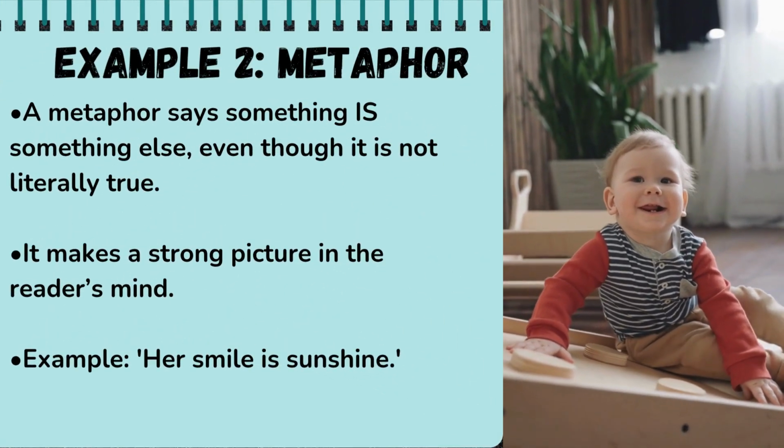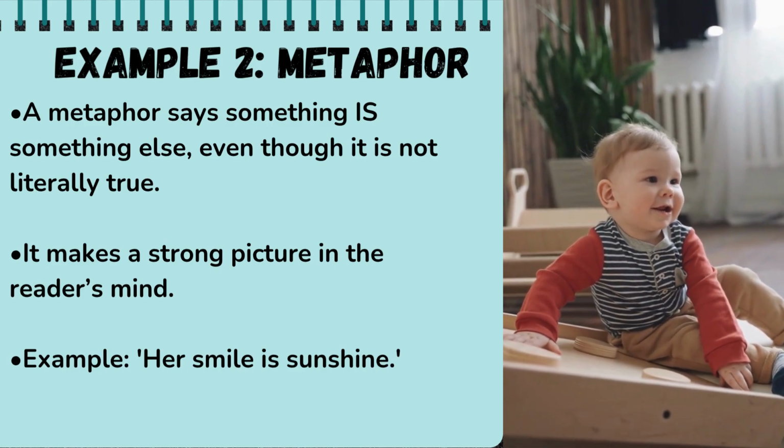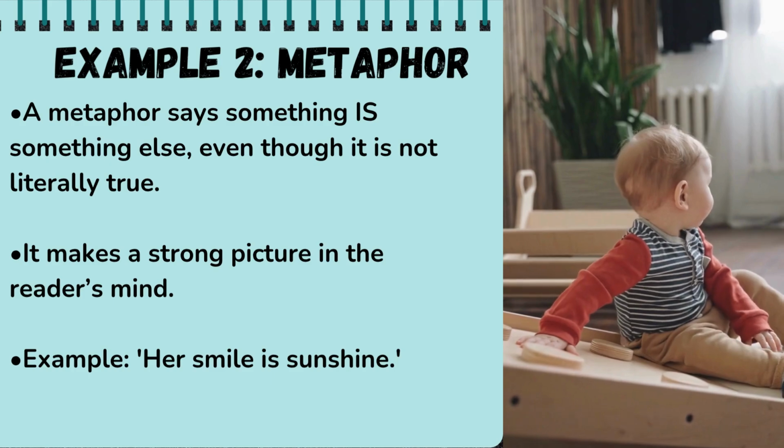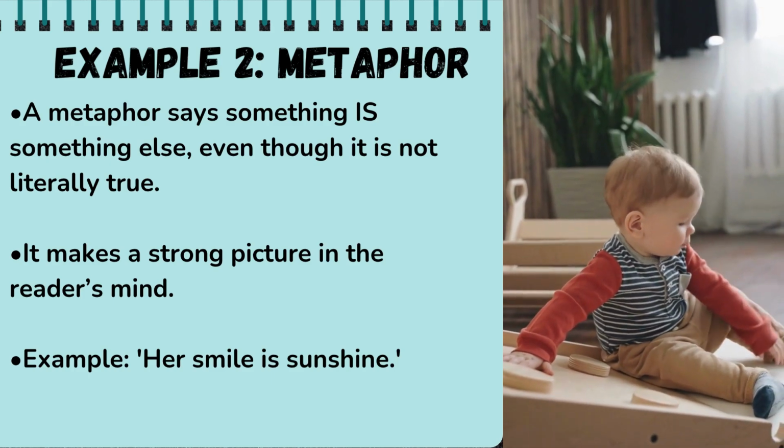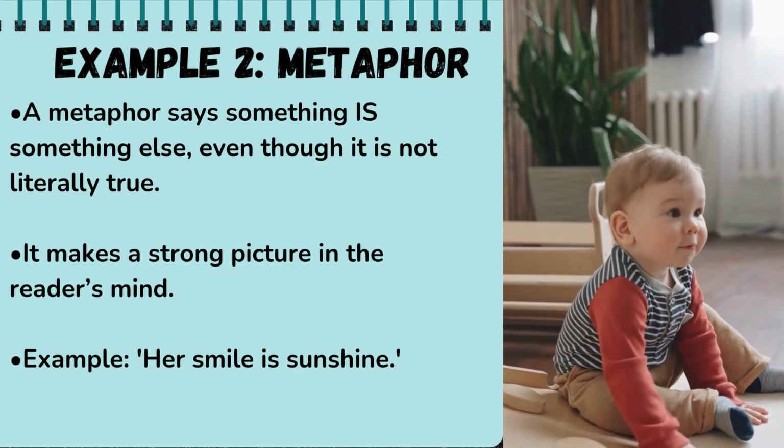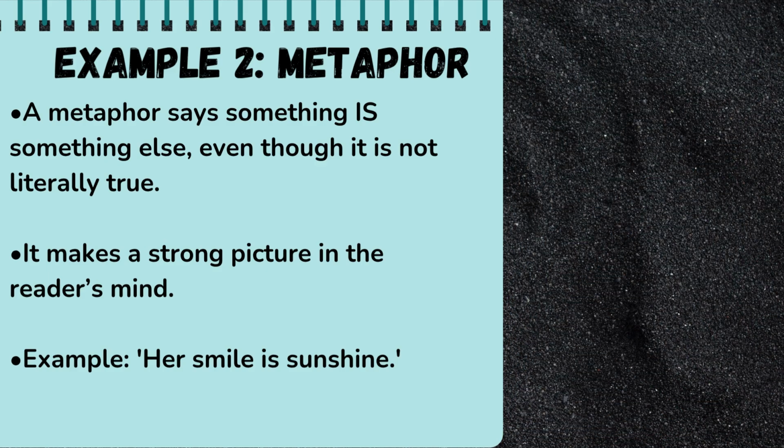Another type is a metaphor. A metaphor says that something is something else, even though it's not literally true. For example, her smile is sunshine. Of course, her smile isn't really the sun. But this metaphor means that her smile brings warmth and happiness to others.